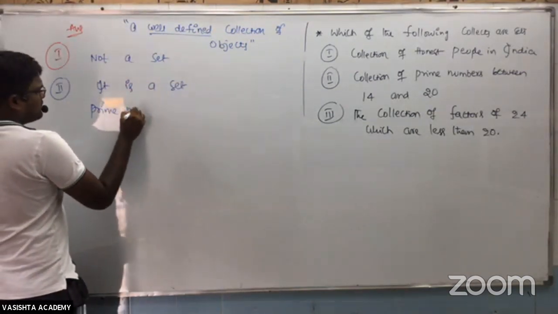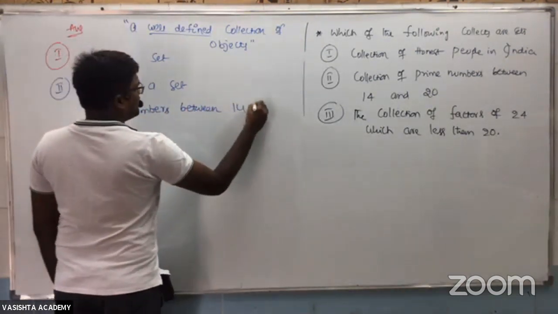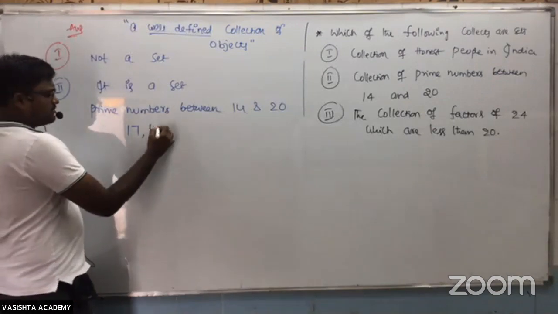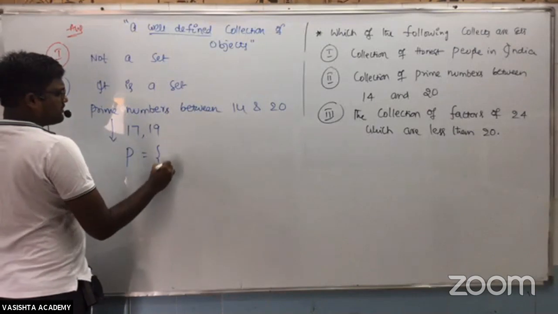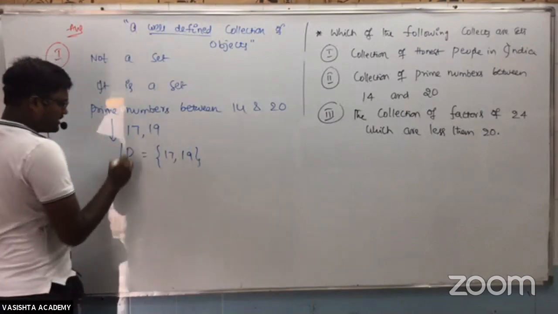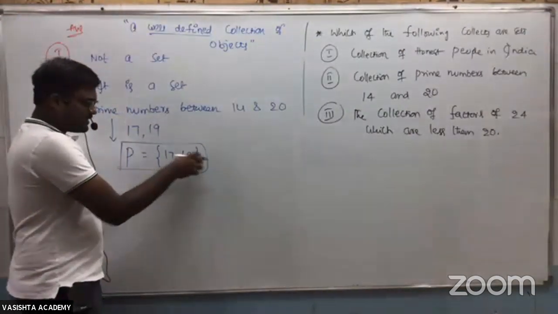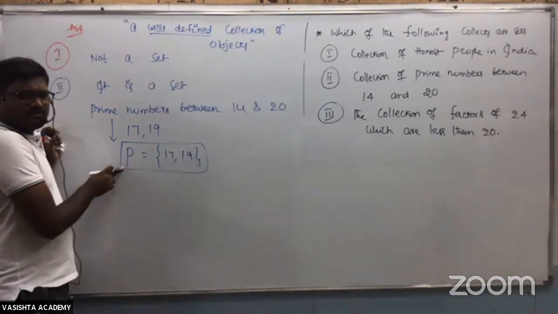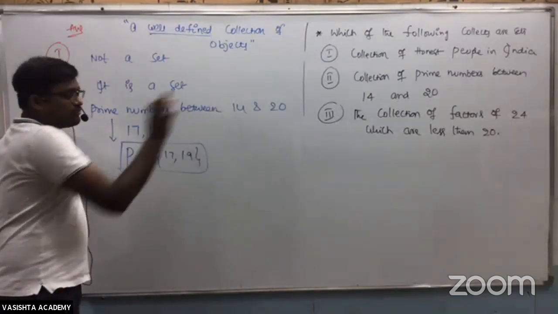Now, can you tell me what are the prime numbers between 14 and 20? 17, 19. Only these two, right? So if I assume this set as P, the set of prime numbers between 14 and 20 will be {17, 19}. Because this is the notation for a set, right? I already told you, enclosed by curly brackets. 17 and 19. Okay. And this is the set P. We are just assuming that. So P represents the set of prime numbers between 14 and 20.